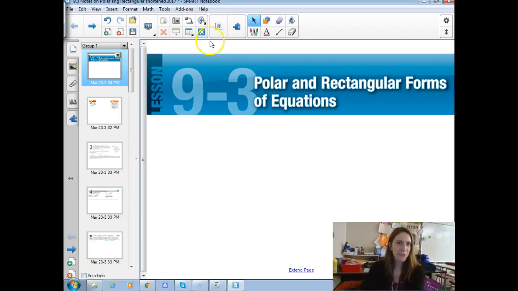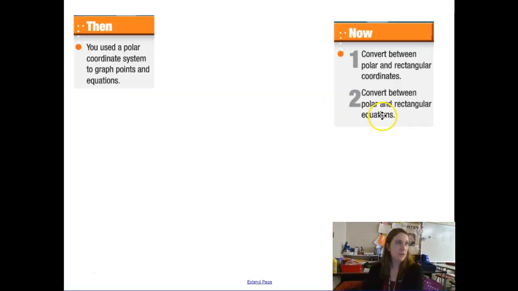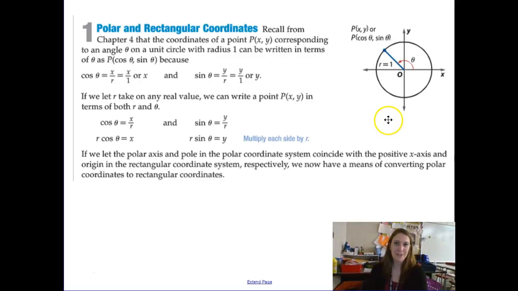So section 9.3 has been shortened quite a bit from previous years, so lucky you, you get the nitty-gritty version of this. So we have the polar and rectangular forms of equations, and we're going to transfer between the two forms. So I have approximately 15 minutes to get this lesson recorded. Let's see. So we are going to be converting between polar and rectangular, both directions.